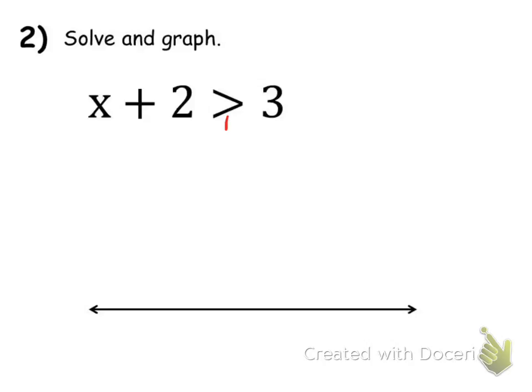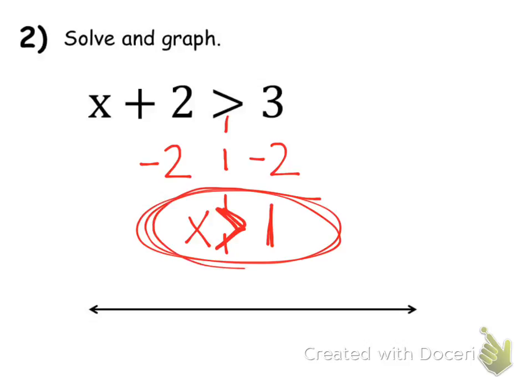Alright, so we still have our line of equality. Anything you do to the left side, you got to do to the right side. How am I going to get rid of that plus 2? You subtract 2 from both sides. Subtract 2 from the left, subtract 2 from the right. Very good. So we're going to have x, keep your symbol the same, > 1. That is your answer.